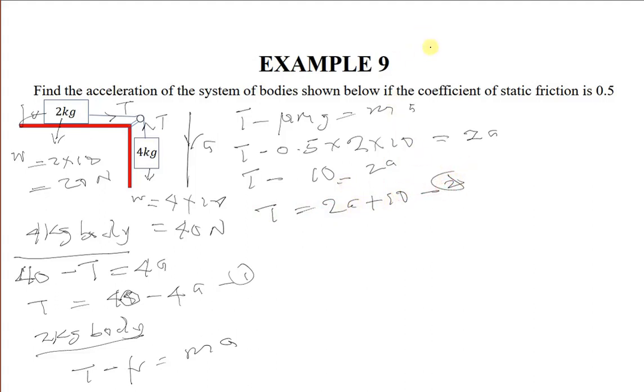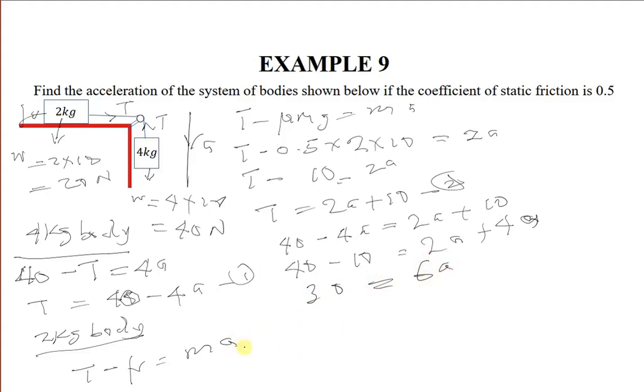Now, equation 1 and 2 are equal because tension on the same string is equal. So what do we have there? Equation 1, 40 minus 4A is 2A plus 10. So let's collect like terms. 40 minus 10 is 2A plus 4A. Take note, this is A. So we have 30 equals 6A. Divide both sides by 6, A is equal to 5 meters per second squared.